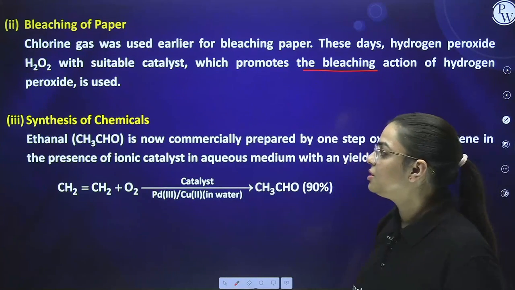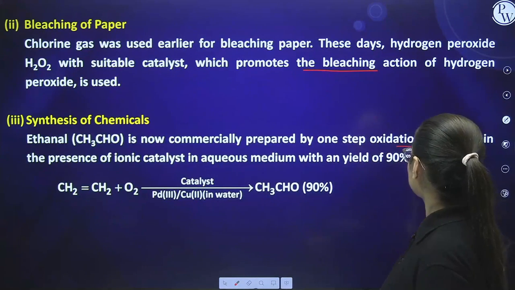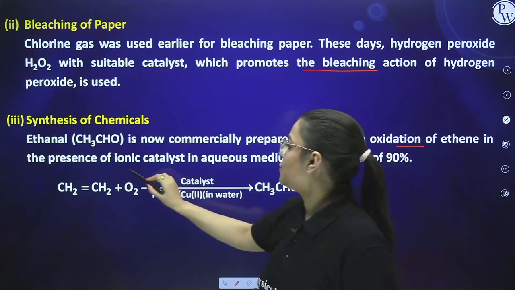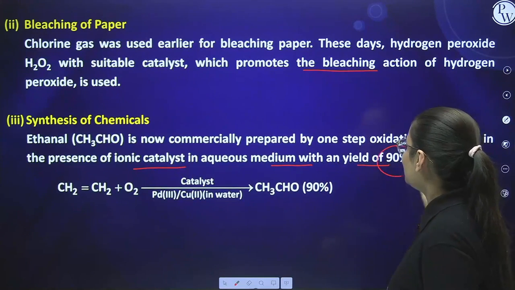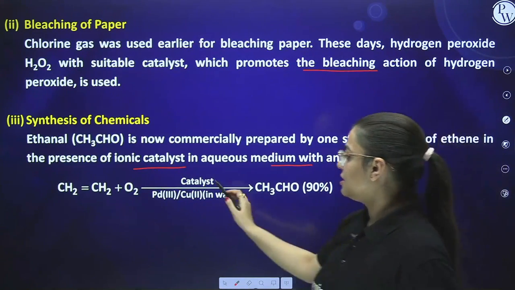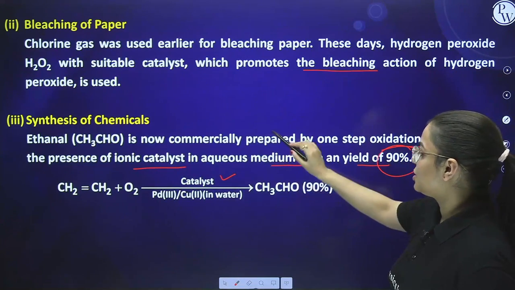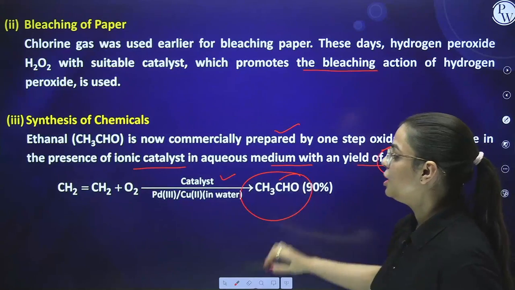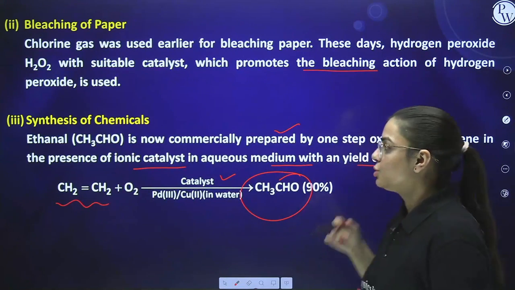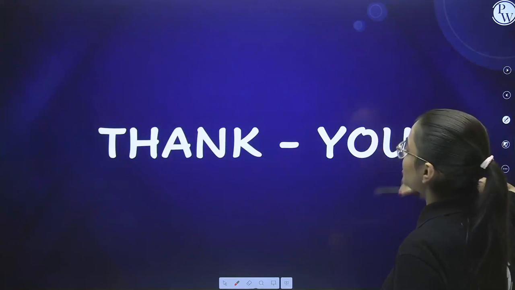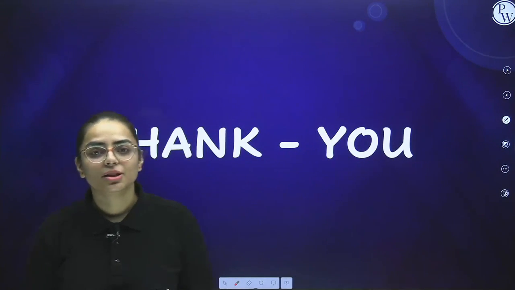Now comes synthesis of chemicals. Ethanol is now commercially prepared by one-step oxidation of ethene in the presence of an ionic catalyst in aqueous medium with a yield of 90%, you know. You can see the presence of the catalyst. We prepare ethanol from this ethene. Is it clear, students? So, in this way, green chemistry is used in our day-to-day life.